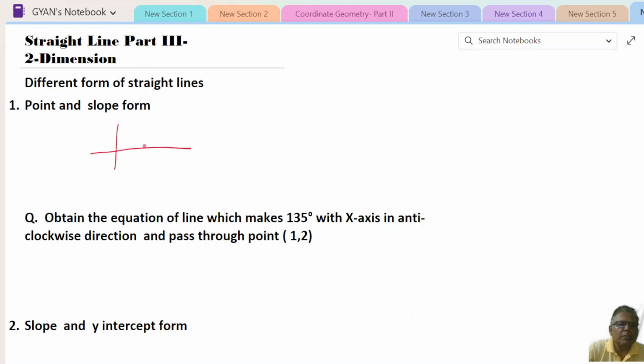What constants can define a unique straight line? Like slope, and any point can define a straight line. If one point (x1, y1) and the slope tan theta equal to m are given, then you can define a unique straight line. No other straight line can pass through this point and make slope m, that is equal to tan theta. So how can you define that?